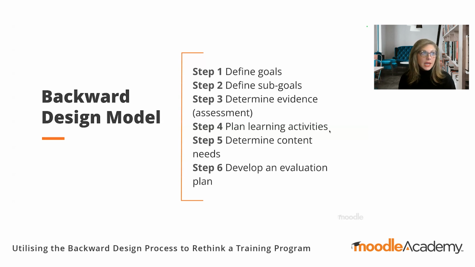Step 4 is planning those learning activities. This is the fun part. We've defined the goals, we've got the sub goals, then we have our assessment, and then we have to think about what we are going to do. How are we going to ensure that the learner is able to do the assessment? What type of activities are we going to put in place? We're thinking about asynchronous and synchronous activities. How is the learner going to actively engage with that content?